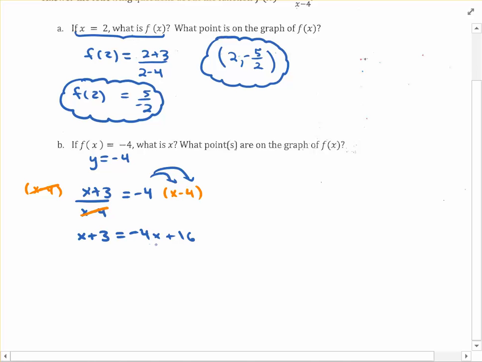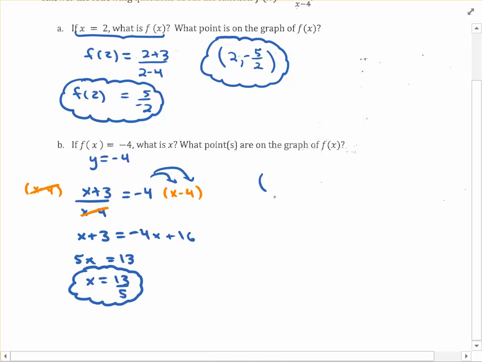Now what I'm going to do is add 4x over to the left to get 5x, and I'll also subtract 3 from both sides to get 13 on the right. Dividing by 5, we get x is equal to 13/5. So it's just one x value that produces negative 4 if you plugged it into the function, and the x value is 13/5. So the second part to part B would be to now interpret these values in order to come up with a point on the graph.